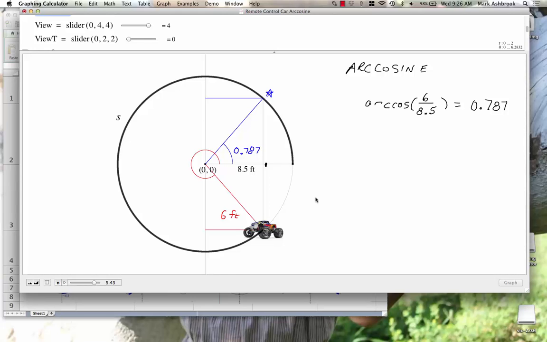Oh, I was going to write, this is theta. So we need our angle theta, and then we need S, the arc length. Okay, go. See if you can finish it. So based on the information you have, from arccosine you got 0.787. Can you figure out what theta is, which is the true angle swept by the truck into the fourth quadrant? And then S is the arc length. That's our final goal. Go, see if you can do it.